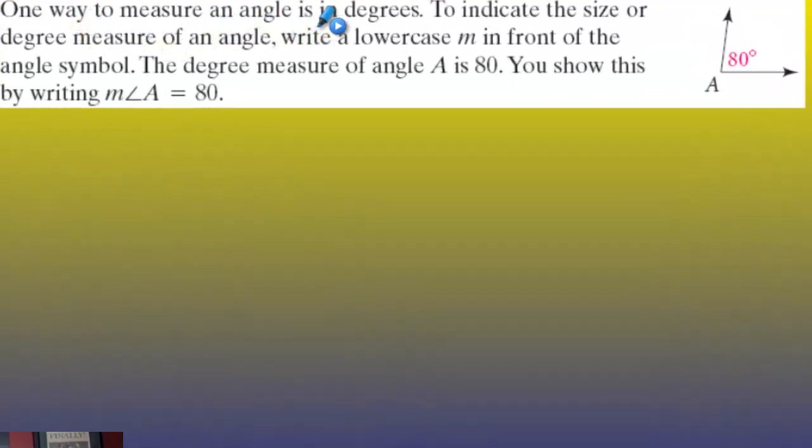One way to measure an angle is in degrees. So the units are going to be in degrees. To indicate the size or degree measure of an angle, you write a lowercase m in front of the angle symbol. So the degree measure of angle A over here is 80, and you show that by writing the measure of angle A is equal to 80.